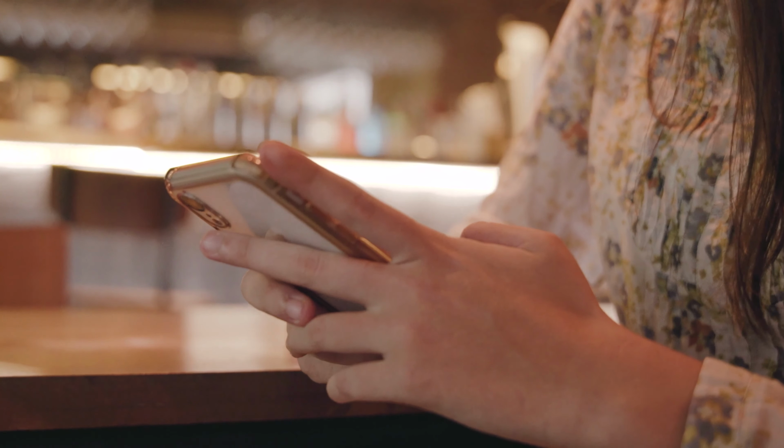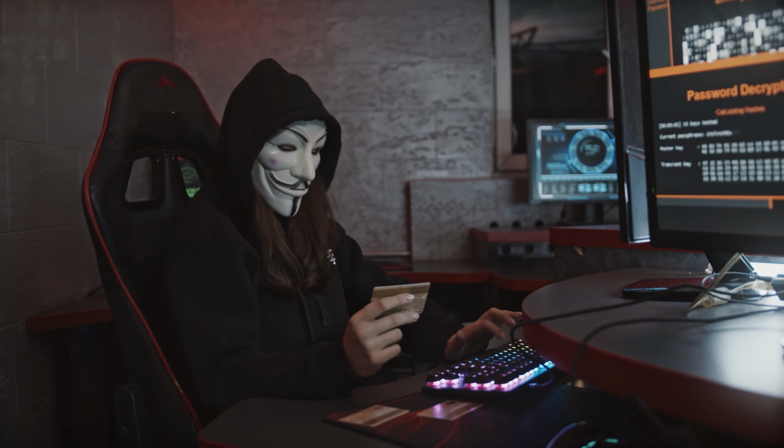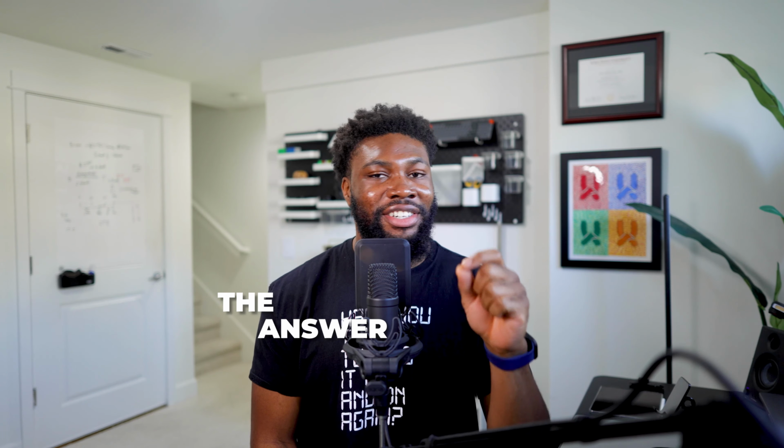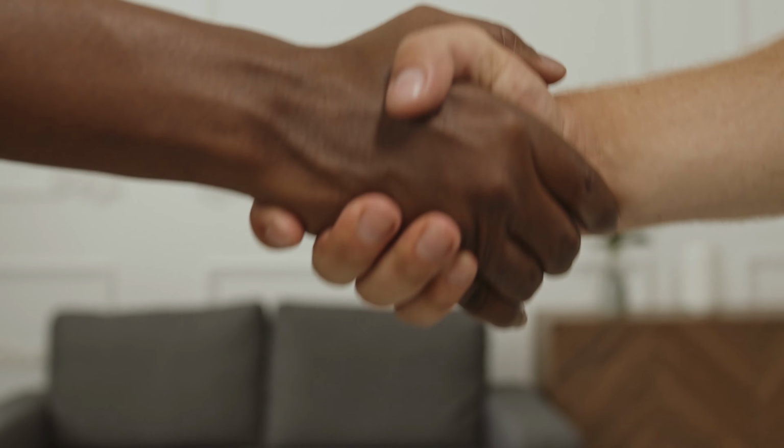Have you ever sent a private message, clicked pay now, or logged into a secure website and wondered how your information stays safe? Is it just floating out there for anyone to see, or is something guarding it? The answer is encryption, a remarkable blend of math, engineering, and trust that protects our digital world.